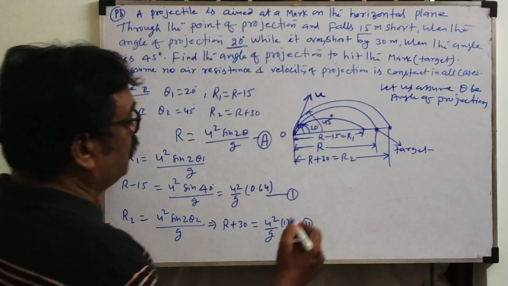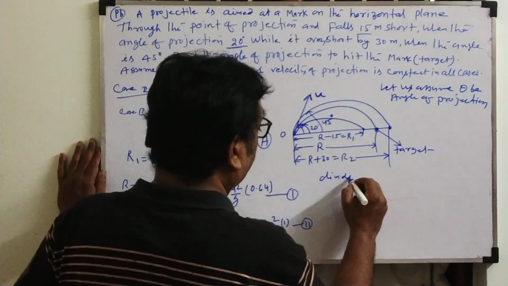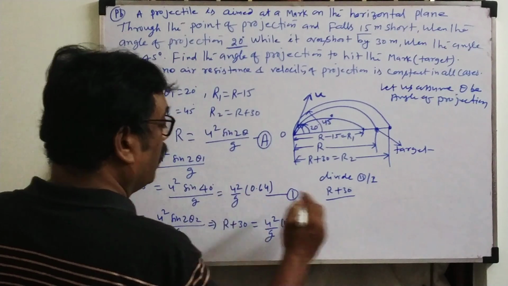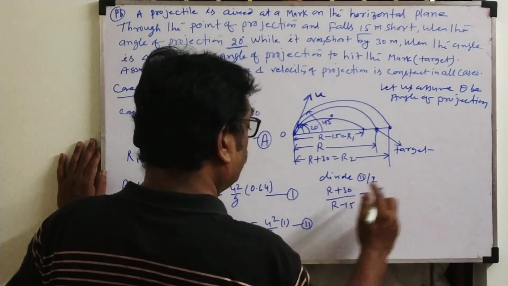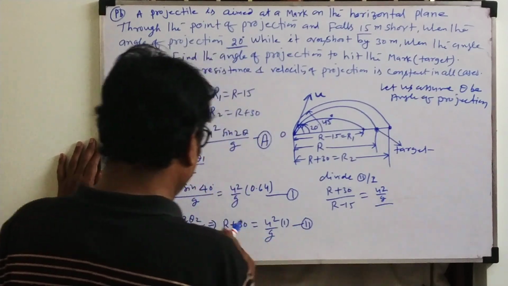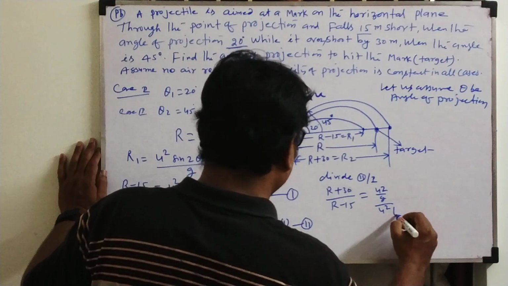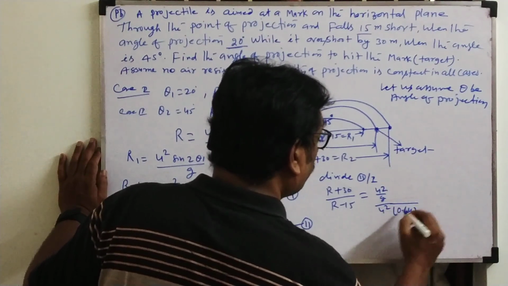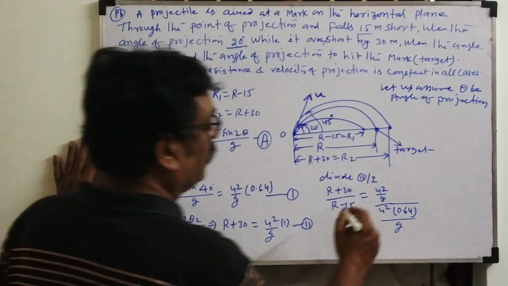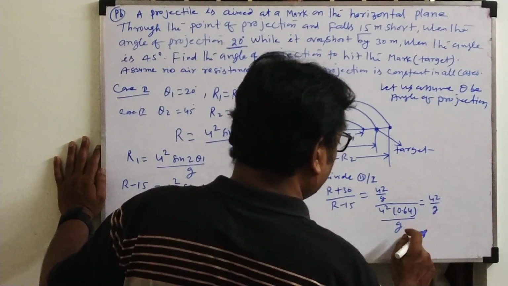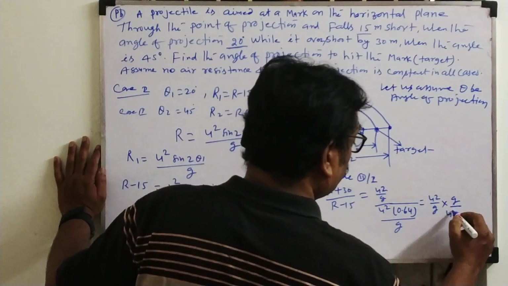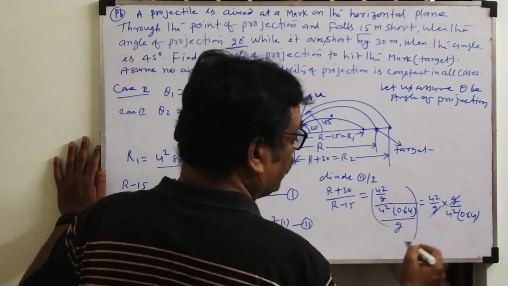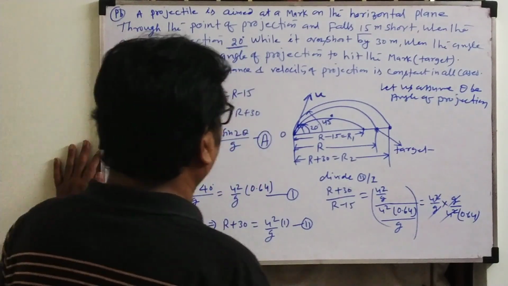Now how will we calculate this? One simple method is there. What we will do is divide equation 2 by equation 1. So R plus 30 divided by R minus 15 is equal to U square by G divided by U square times 0.64 by G. So G gets cancelled, U square gets cancelled. So what is finally coming?